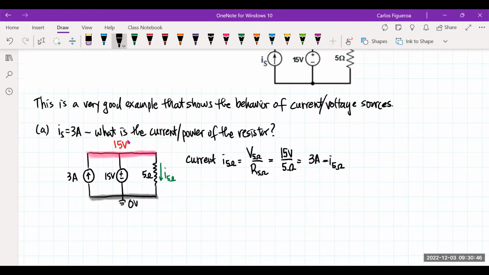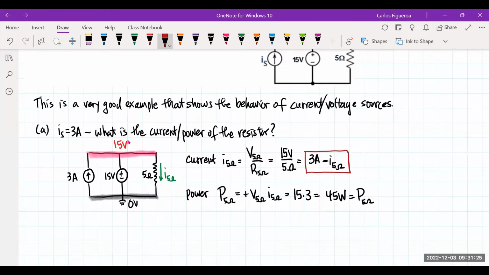Now, if I look at the power of the 5 ohm, there are multiple ways of calculating it because it's a passive element. It should be the voltage of the 5 ohm times the current of the 5 ohm. So that's going to be 15 times 3, which is 45 watts for the power of the 5 ohm. So when I look at these, this is what I have.